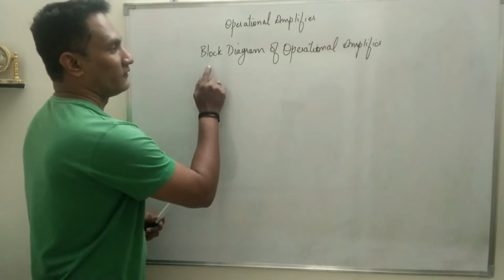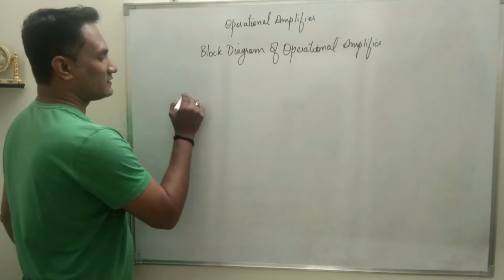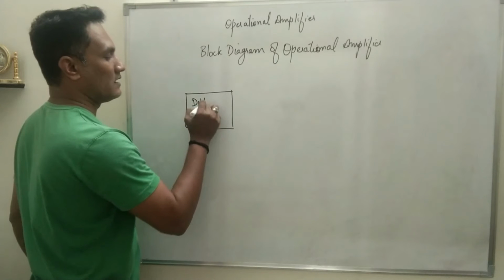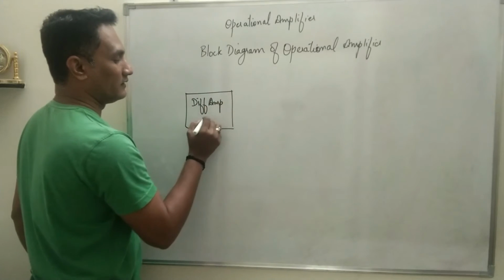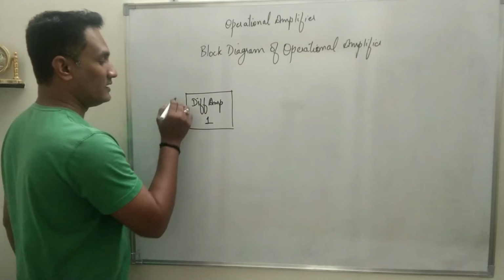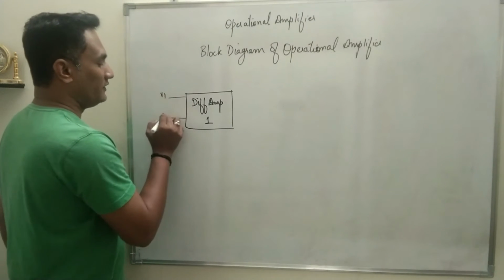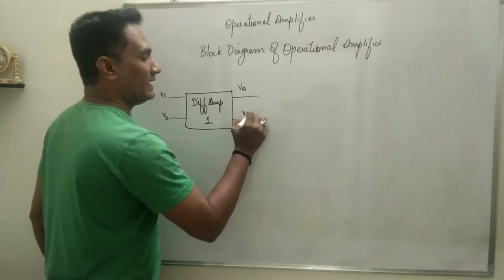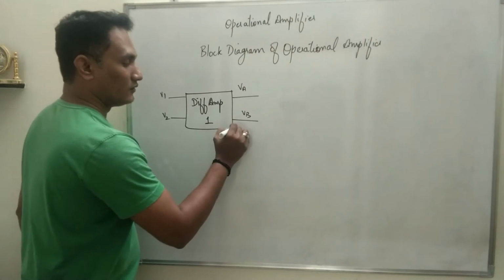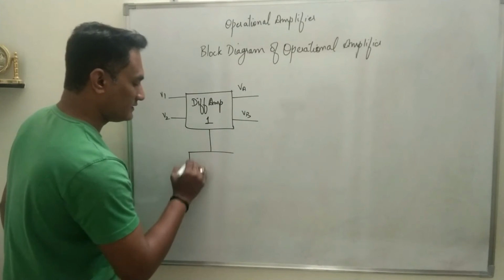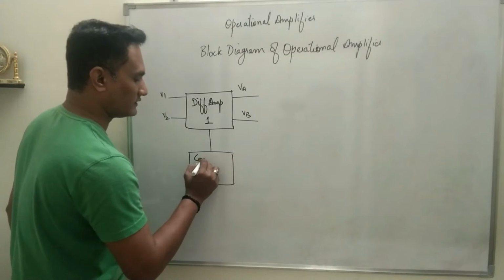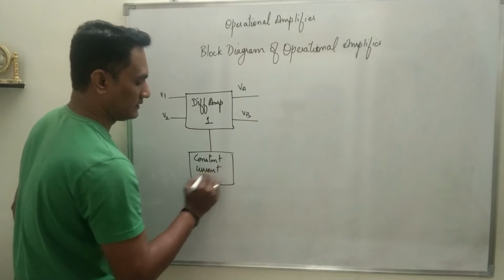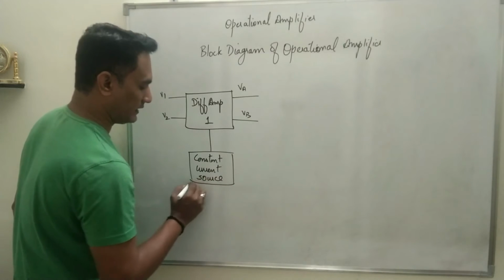So for the operational amplifier the first block is a differential amplifier. We call it differential amplifier 1, with two inputs V1 and V2 and two outputs VA and VB. Okay, and there is one more block called constant current source.